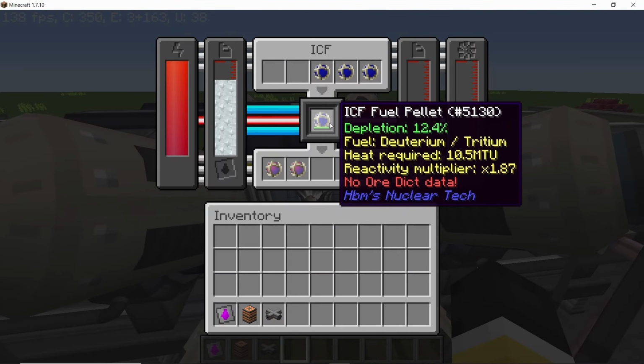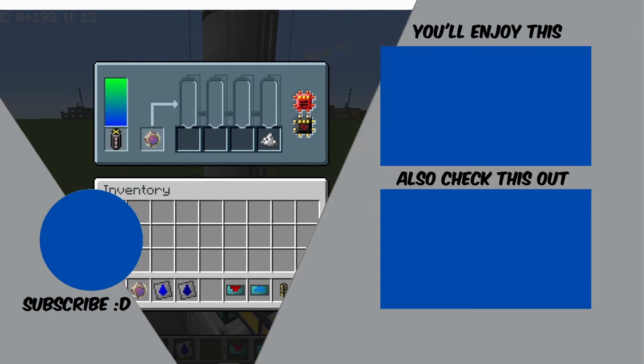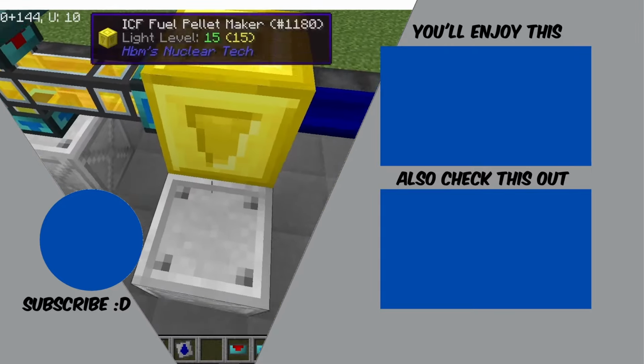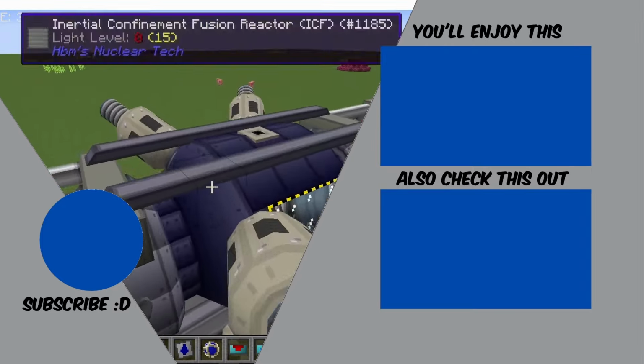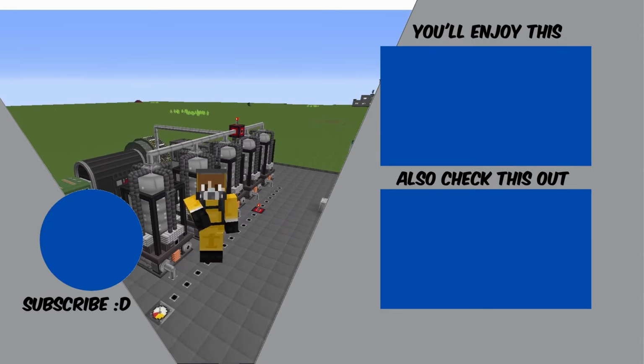And once the fuel pellets have been depleted, they will give you, as I told you, the depleted fuel pellets, which can be recycled using a centrifuge and the fuel pellet maker. So in the centrifuge, you will get the empty fuel pellets back, which can be once again made into full fuel pellets, and this can be automated pretty easily.